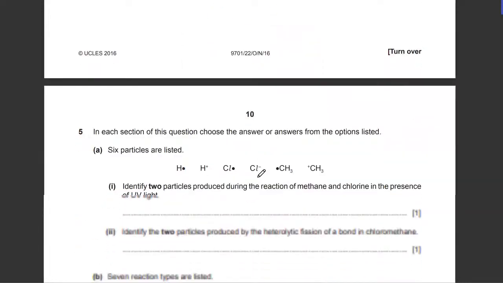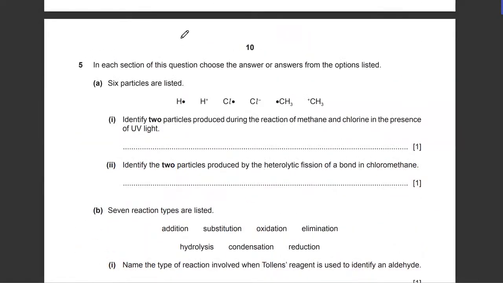Achha, baki phir next one, it's about radicals. Usne 6 particles. You identify 2 particles produced during the reaction mechanism of methane and chlorine in the presence of UV light. So ये दो तो बनते हैं, Cl के radicals बनते हैं, and you get CH3 radicals. क्या था mechanism? The mechanism was that first step, the Cl would break homolytically, right? And that would produce two radicals. Is that clear?